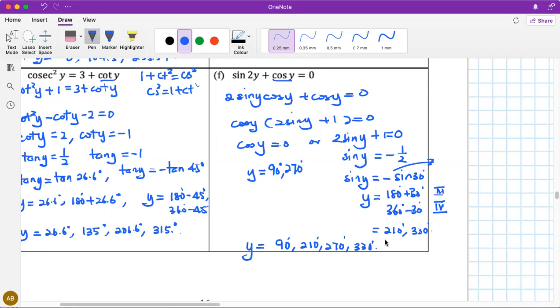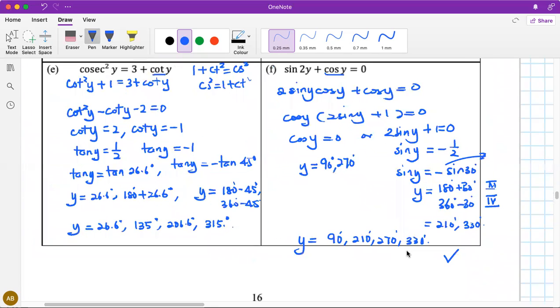So you can check that. Let's check that: sine of 2 times 210 plus cos 210. You get 0, right? So this is correct. We stop here for the first part of example 23.